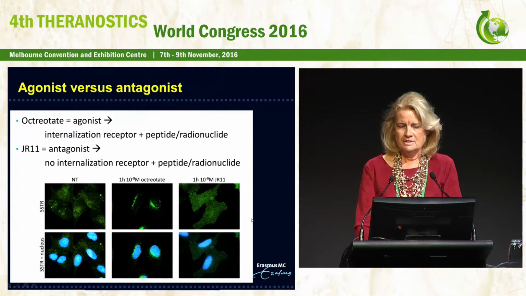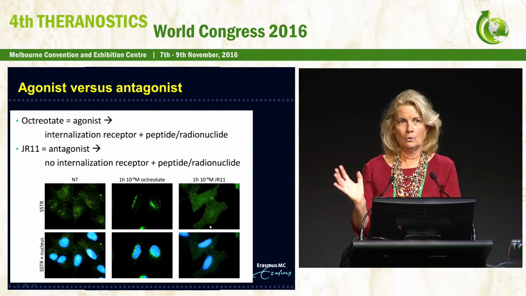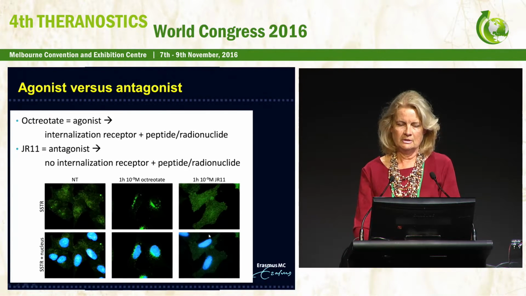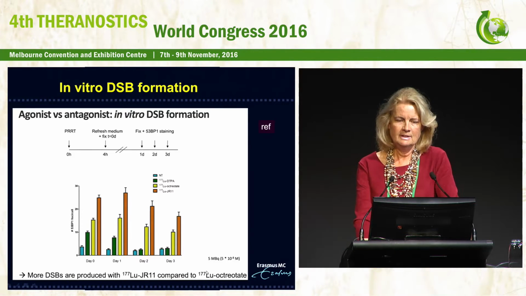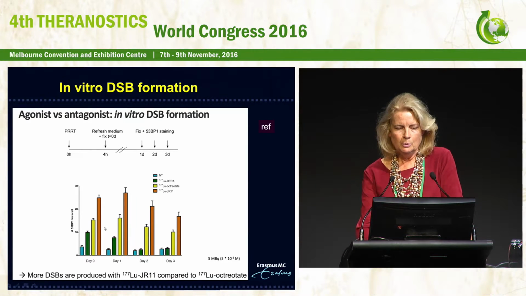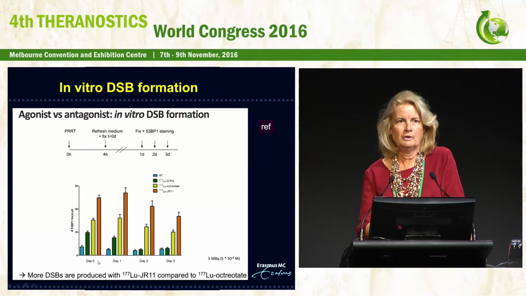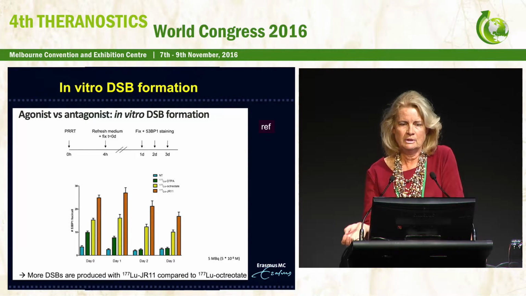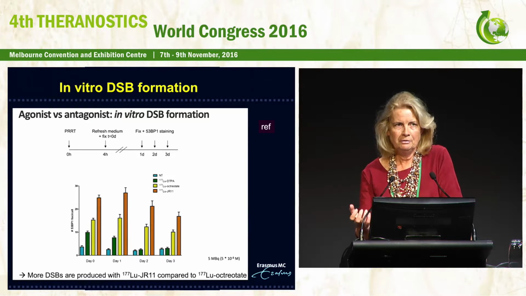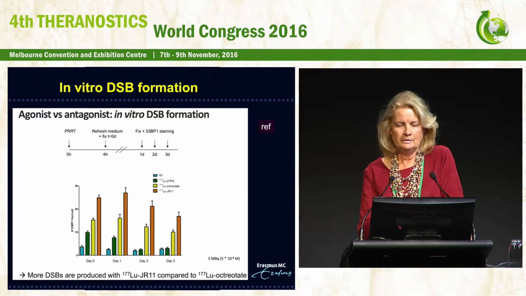And here is the antagonist, and we see that the fluorescence is still all over the surface of the cell, so there's no internalization. But despite this, if we give the same dose to the cells, we see that the number of double-stranded breaks, here the orange bar, after the antagonist, the JR11, is higher than after the agonist. So this is very interesting, and we also found that we could translate this to the in vivo situation in animals, that we had a better therapeutic outcome after the same dose of lutetium JR11, which is the antagonist, versus the agonist lutetium octreotate.